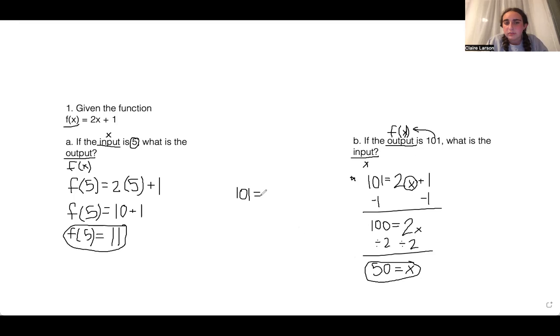101 equals 2 times 50 plus 1. Okay, so that leaves us with 101 equals 2 times 50, 100, plus 1. And then that just leaves us with 101 equals 100 plus 1, 101. And awesome, that means that we are right. And now we're going to do another problem.